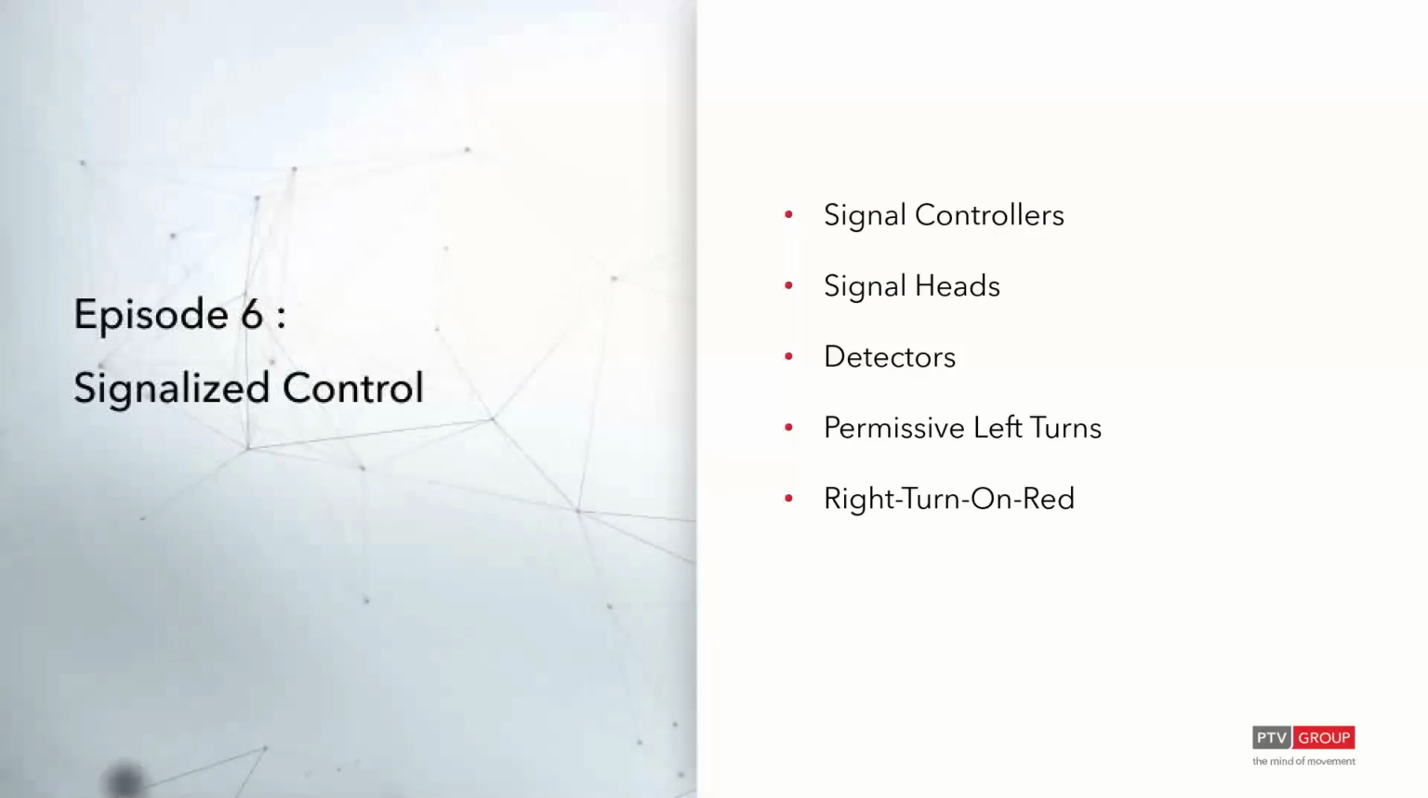Today we're going to be reviewing a lot of the network elements that are required to model signalized intersections. So this is going to include objects such as signal controllers, signal heads, and detectors. And then we're also going to look at the setup that's required to model both permissive left turn and also right turn on red.